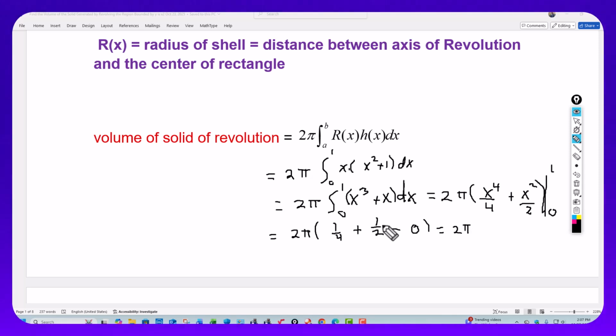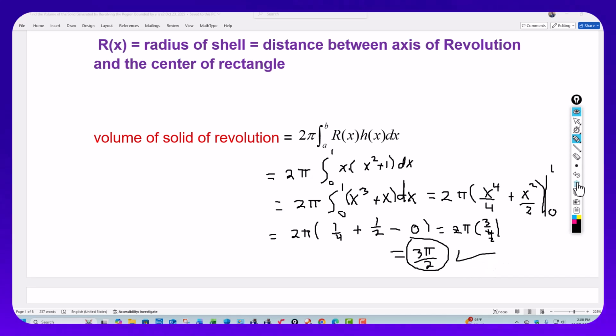Combine this, 1/2, or 1/4 and 1/2. Gives me 3 over 4. And reduce this here. 2 into 4 gives me 2 here. So this will give us 3 pi over 2. And remember, we're calculating volume, so the units here are not given, but this would be cubic units. So the volume for this region that's generated here is 3 pi over 2 cubic units. And that's your answer for this one.